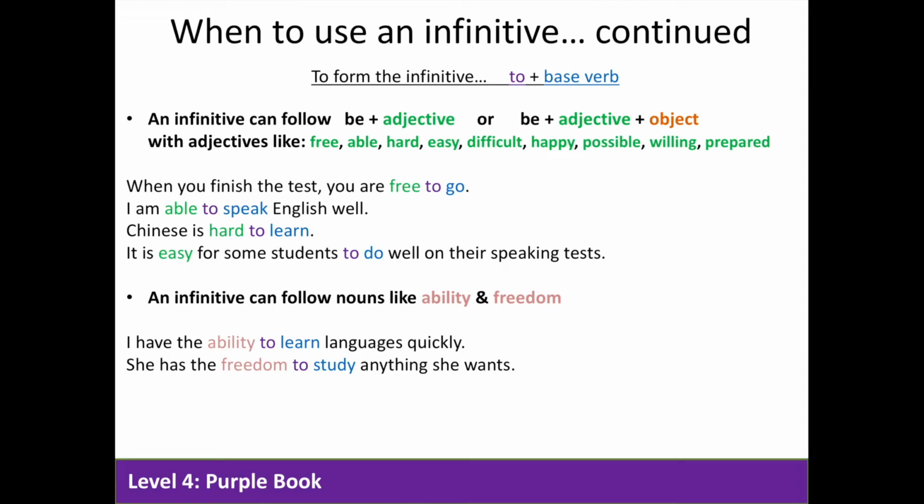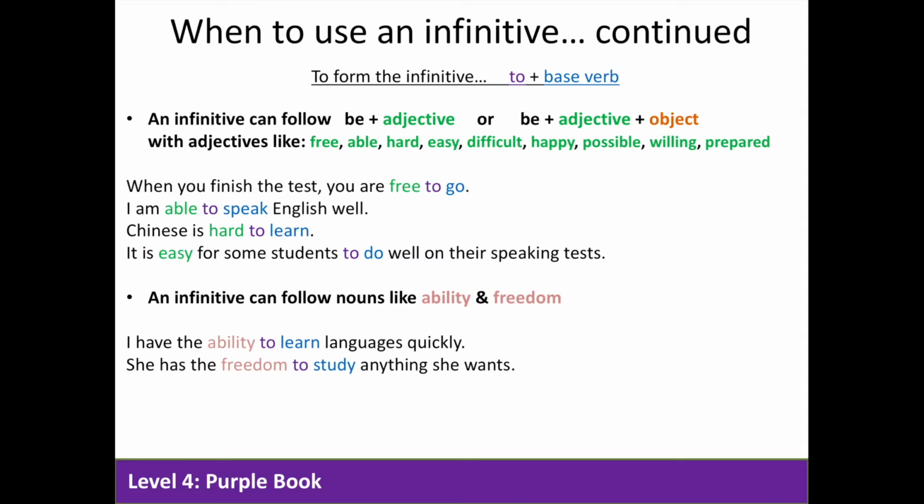For example, when you finish the test, you are free to go. I am able to speak English well. Chinese is hard to learn. It is easy for some students to do well on their speaking tests. Again, in all of these examples, we have the adjective in green, followed by the infinitive in purple and blue.